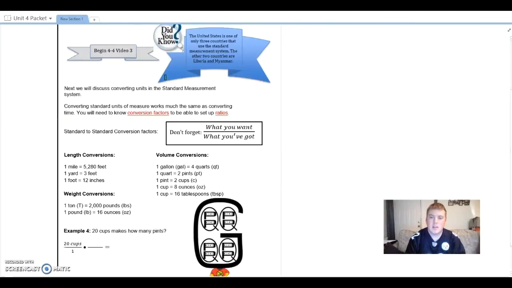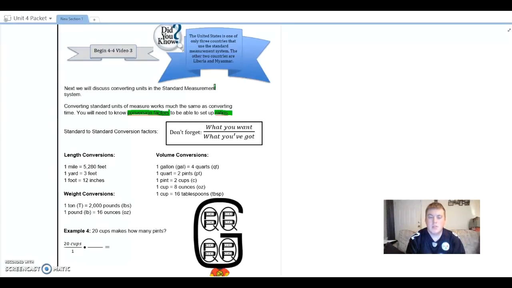When we are converting standard units of measure, it's going to be very similar to when we were converting time in video 2. We are going to need to know conversion factors to help us set up ratios. Now we have listed below several of the standard to standard conversion factors that you might need for this lesson. These are something that you do need to memorize.